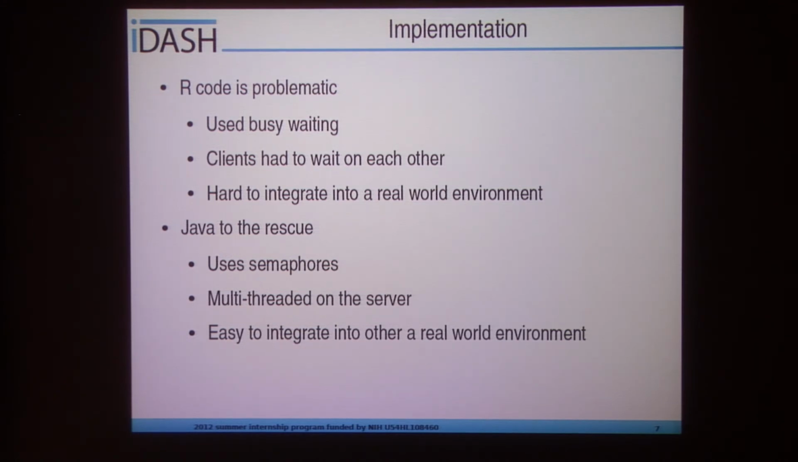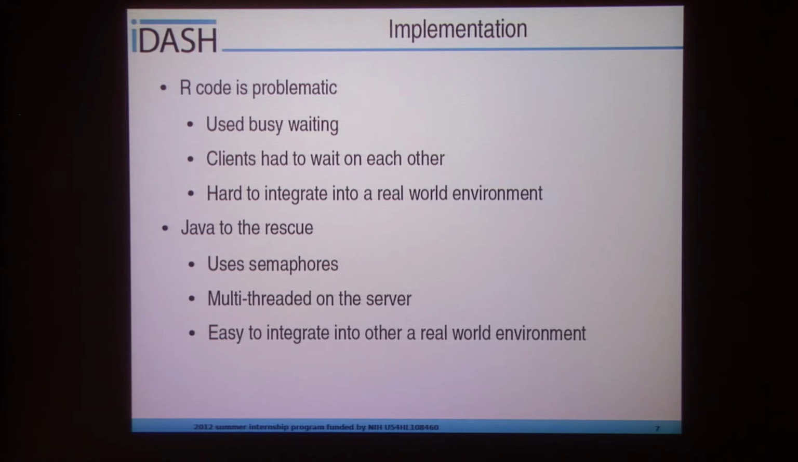The other problem with this code was that the clients had to wait for each other. The reason for this is that the server was not asynchronous. And so aside from the clients being in lockstep for the iterations, they really should be independent, so this was a problem. It's also hard to take this code and put it into a real-world environment. We can't just take this code and make a web application out of it for people to start using, or we can't change the underlying protocols very easily.